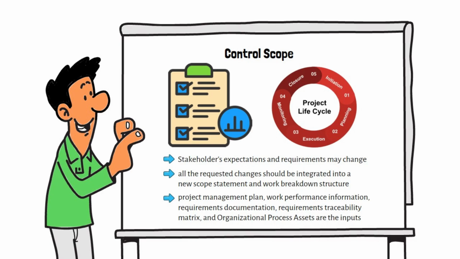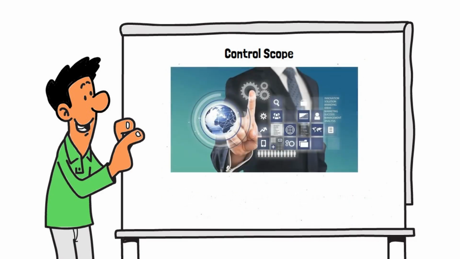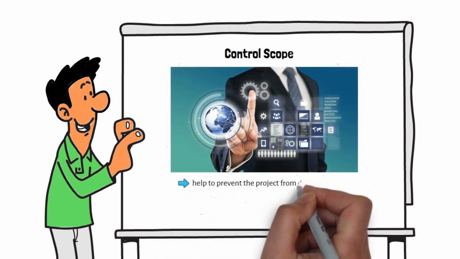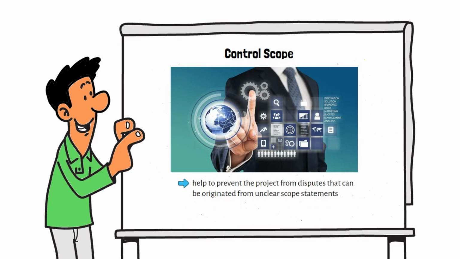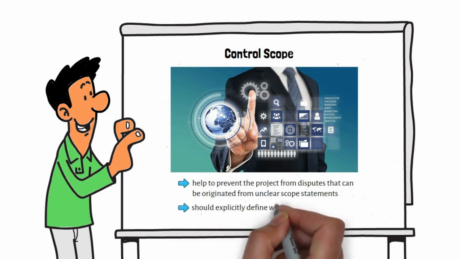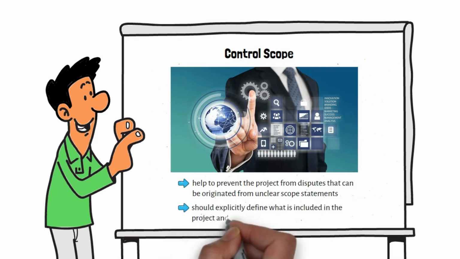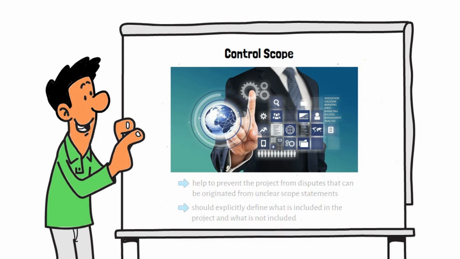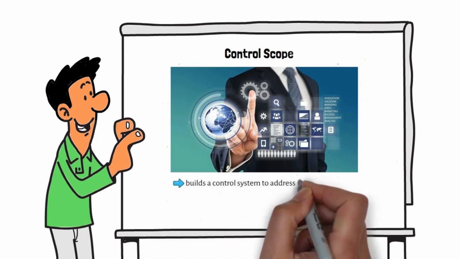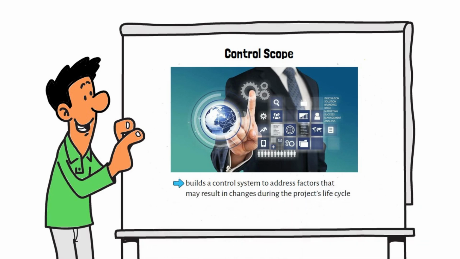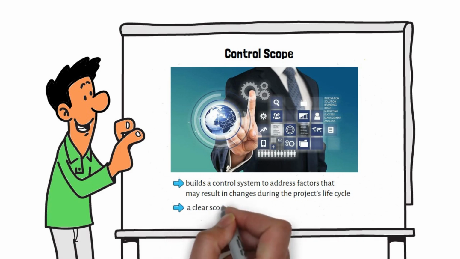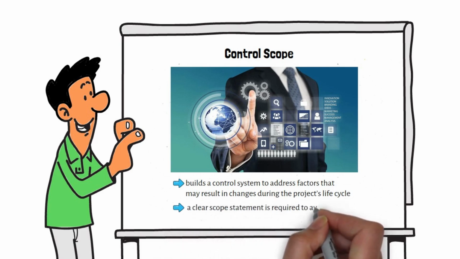Scope management techniques help to prevent the project from disputes that can originate from unclear scope statements. Project scope should explicitly define what is included in the project and what is not included. Scope management builds a control system to address factors that may result in changes during the project's life cycle. It is not easy to estimate the project cost and duration without having a clear scope. Therefore, a clear scope statement is required to avoid losses.